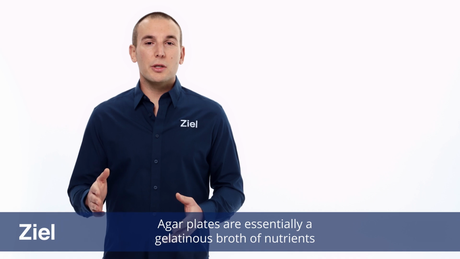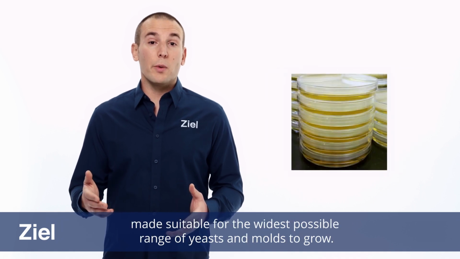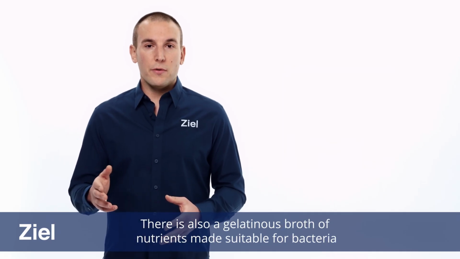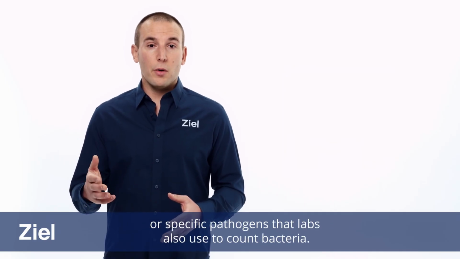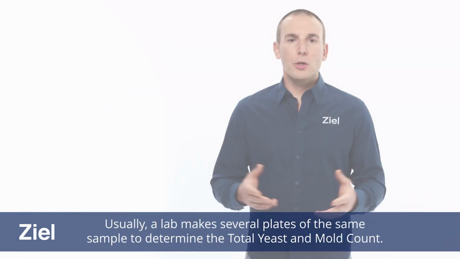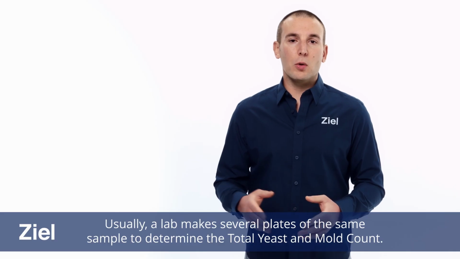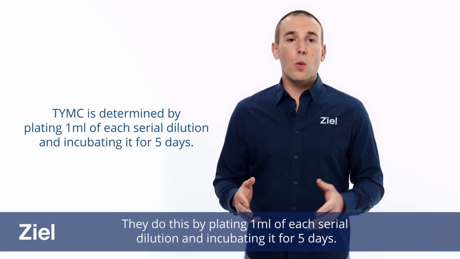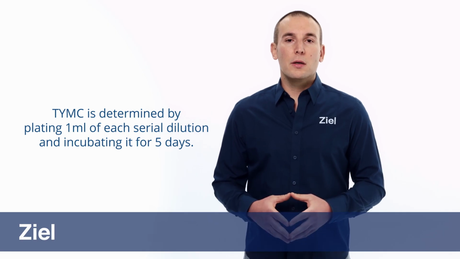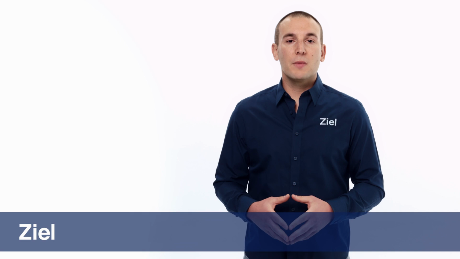Agar plates are essentially a gelatinous broth of nutrients made suitable for the widest possible range of yeasts and molds to grow. There's also a gelatinous broth of nutrients made suitable for bacteria or specific pathogens that labs also use to count bacteria. Usually, a lab makes several plates of the same sample to determine the total yeast and mold count. They do this by plating 1 milliliter of each serial dilution and incubating it for 5 days. If you ever wondered why it takes so long to get your test results back, now you know.